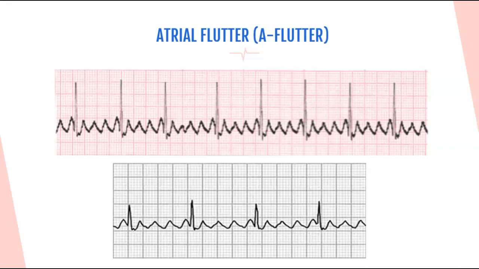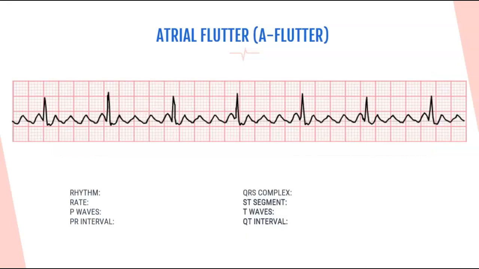Let's go ahead and interpret a strip. In this specific strip, the rhythm is regular. Atrial and ventricular rhythm is regular. Not all the time will you have atrial flutter that has a regular ventricular rate. The rate for the atrial is 270 beats per minute. Our ventricular rate is about 70 beats per minute. Our P waves are sawtoothed in appearance, and our PR interval is unmeasurable.